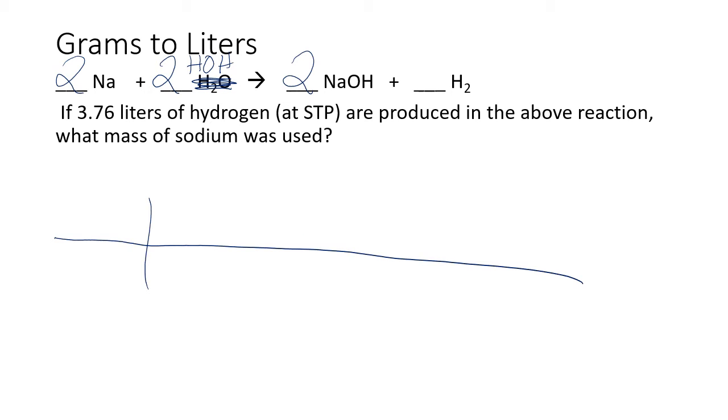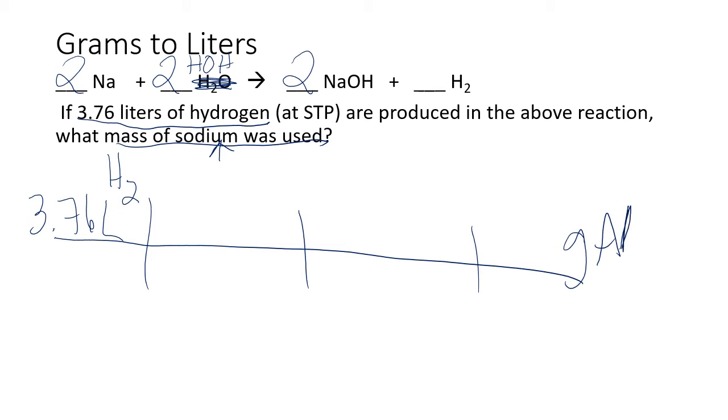So if I draw out my train tracks, I'm going to start with my 3.76 liters of hydrogen, so of H2, as we can see here. And I want to know the mass of sodium. So again, sodium is going to go on the top, so I'm going to put grams of sodium here on the top. So sodium has a mass of 23 for 1 mole.